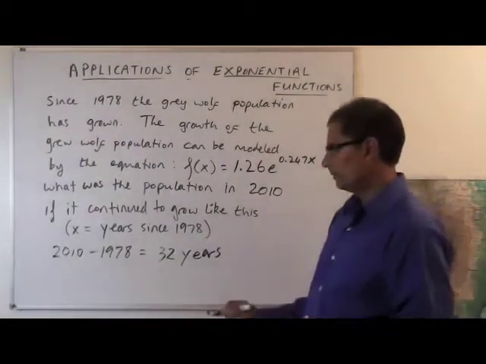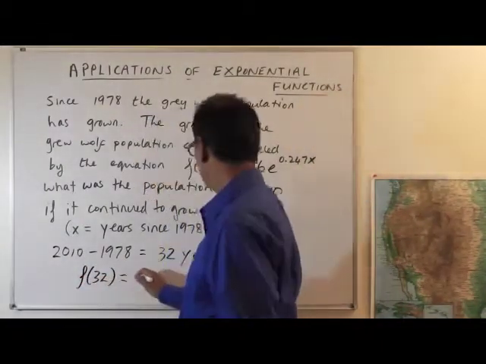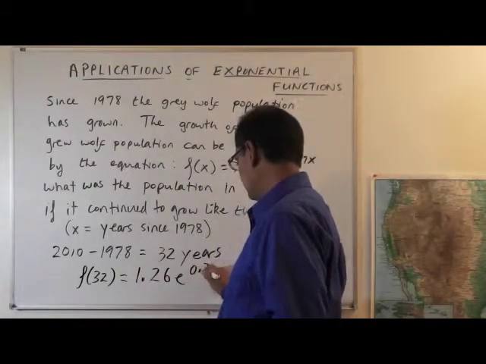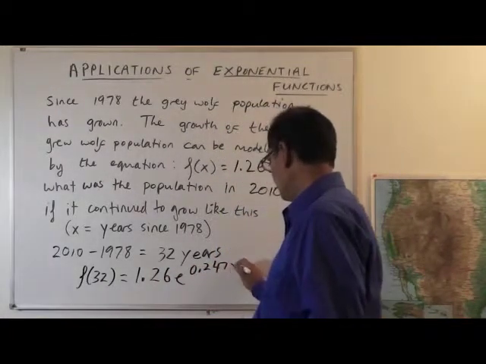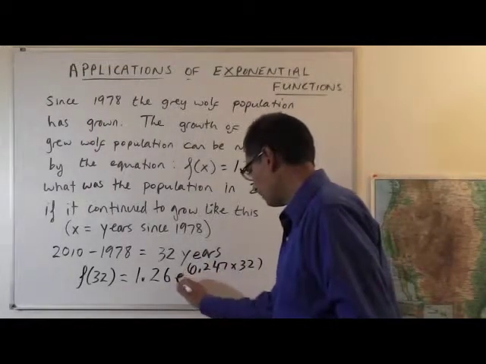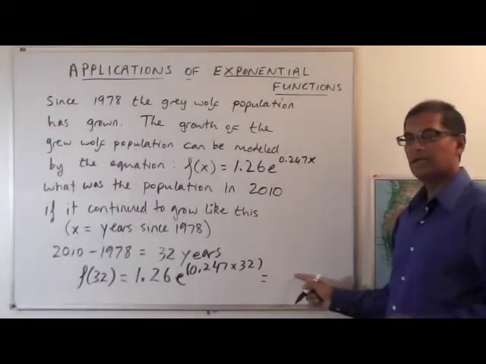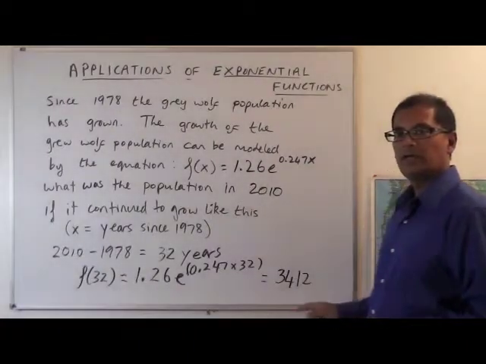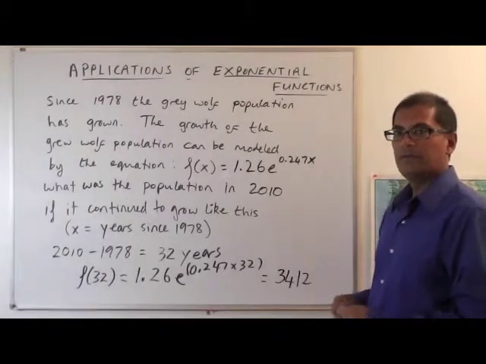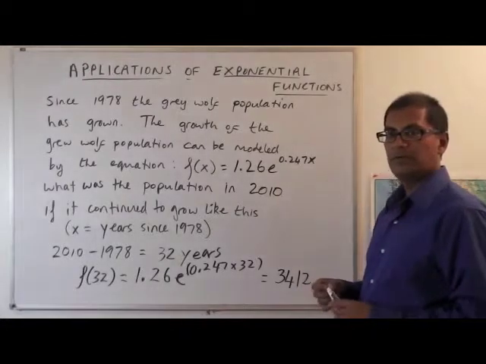So f of 32 is going to be equal to 1.26 e to the 0.247 times 32. And we calculate this out to get 3,412 wolves in 2010. So this is one application of an exponential growth function.